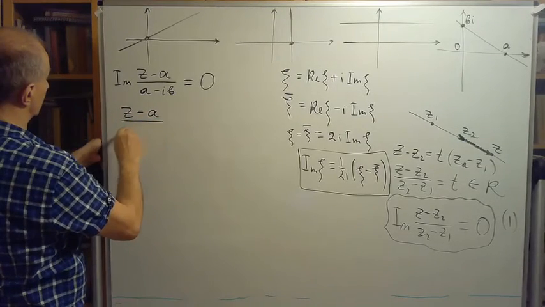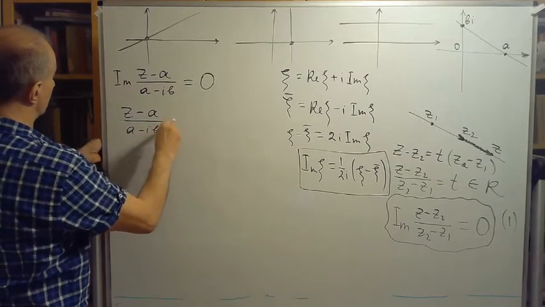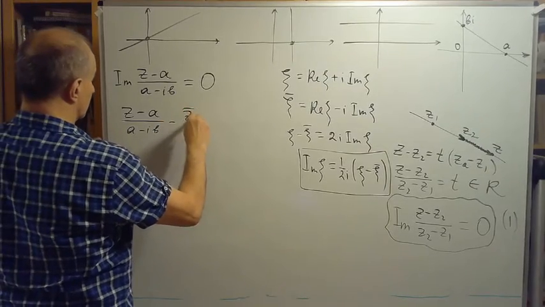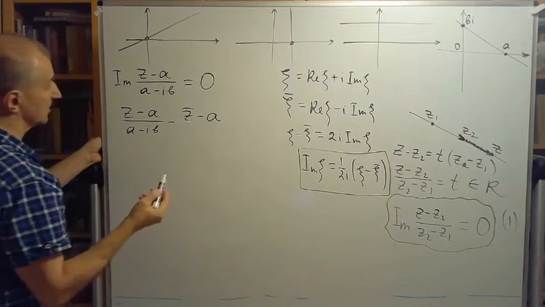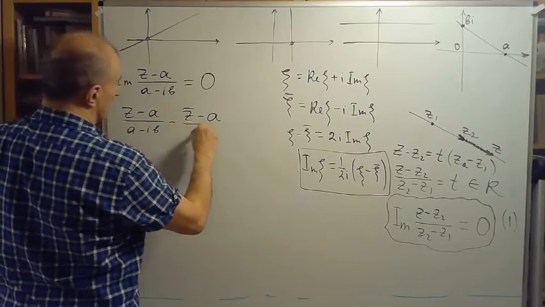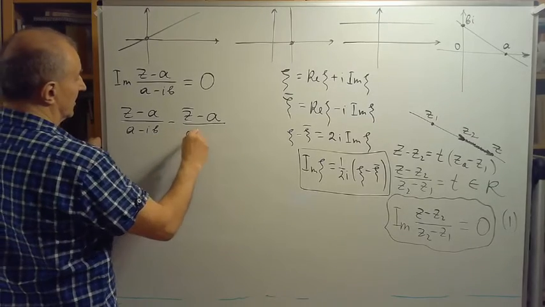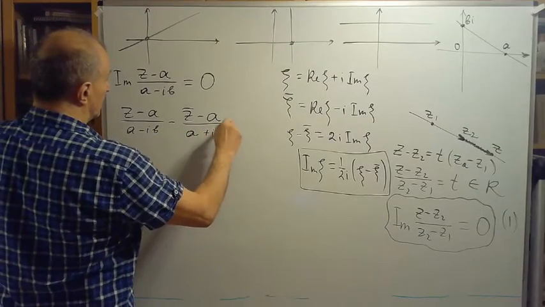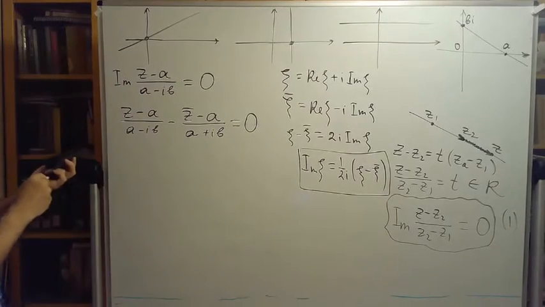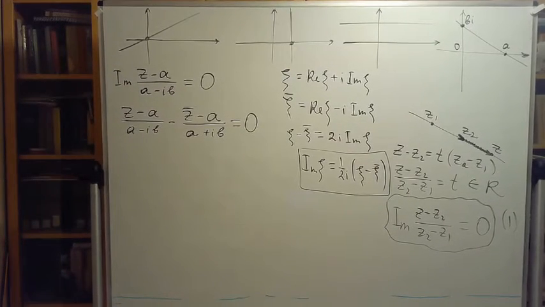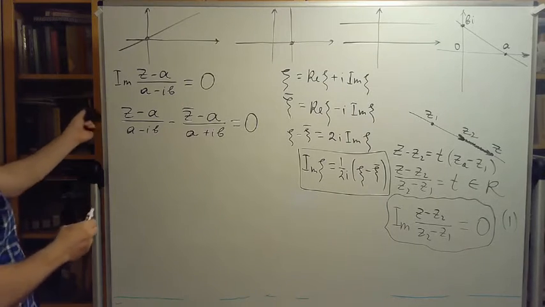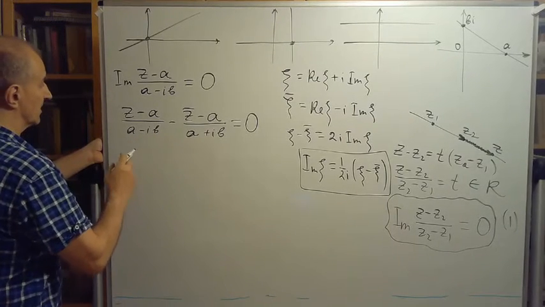Or using the formula for the imaginary part, we will have Z minus A divided by A minus ib, minus Z conjugate minus A conjugate, and A conjugate is A because it's a real number, divided by A, again its conjugate is the same A, plus ib, equals 0. The conjugation involved changing negative ib to positive ib. Right? So that's our equation. Let's simplify it as much as we can. We multiply by both denominators.